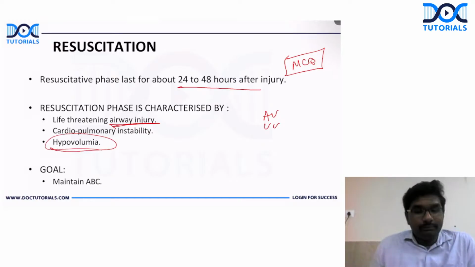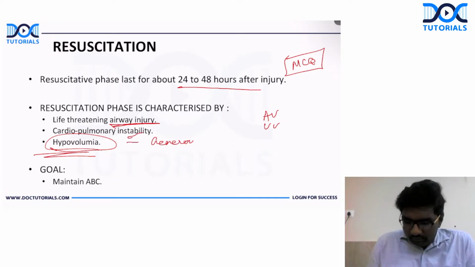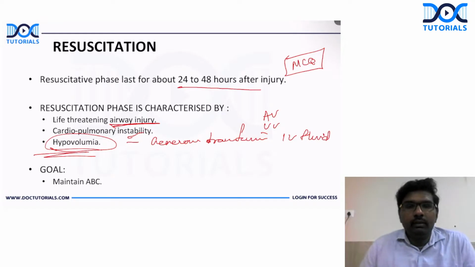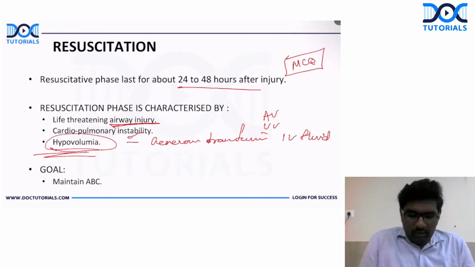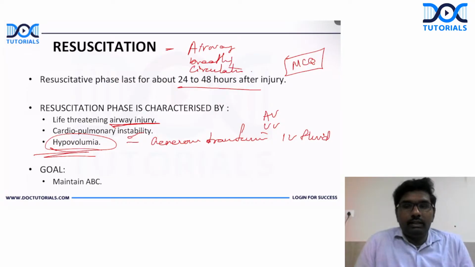And of course, hypovolemia. This is the important thing which we are supposed to manage in immediate post-burns cases. In the immediate burns cases, we should manage the hypovolemia with generous transfusion of IV fluid. So the main goal of resuscitation is to maintain airway, breathing, and circulation.